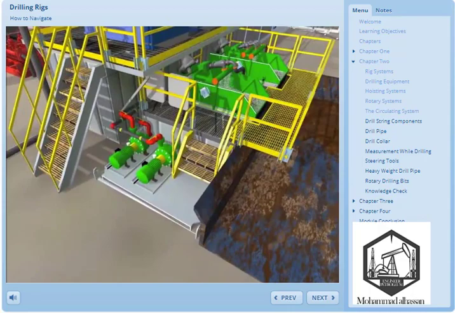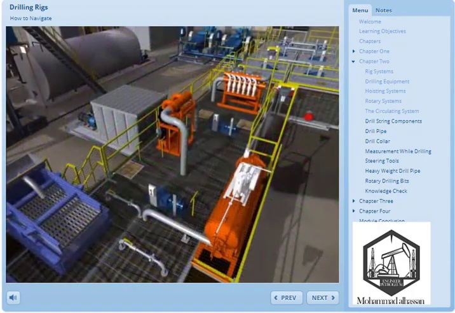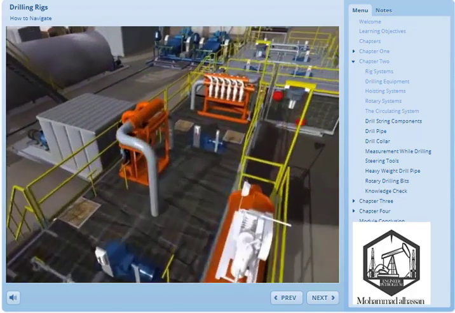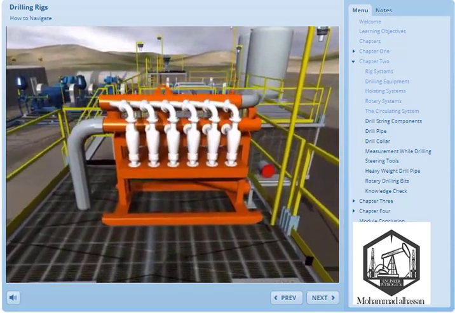From the settling tank, the mud is pumped through cleaning equipment, which may include the desander, desilter, and centrifuge, to remove any fine particles before returning the now clean mud to the active mud pit.